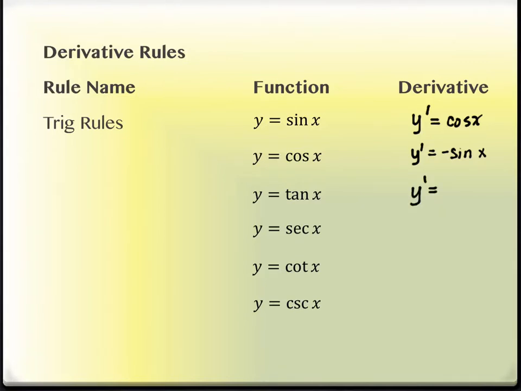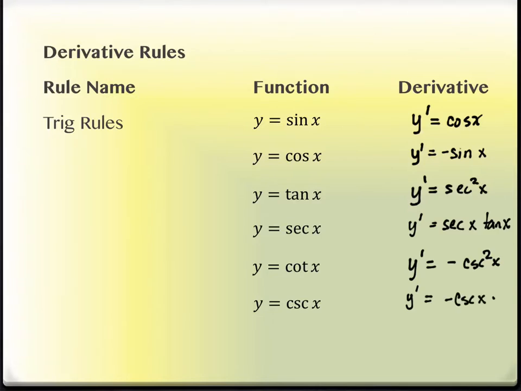What's the derivative of tangent? Good. The secant squared. And how about the derivative of secant? Secant x, tangent x. How about cotangent? And cosecant? Okay, that's all review. We've done it all many a time at this point.